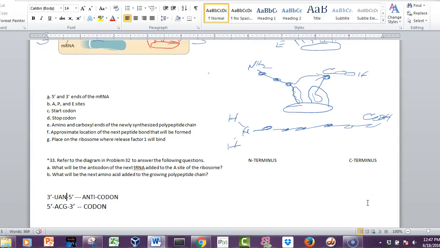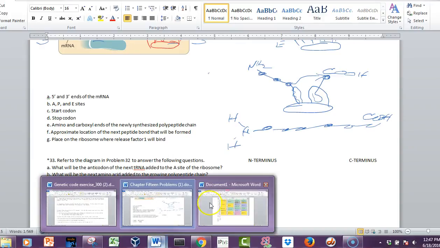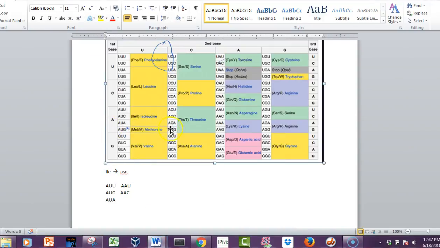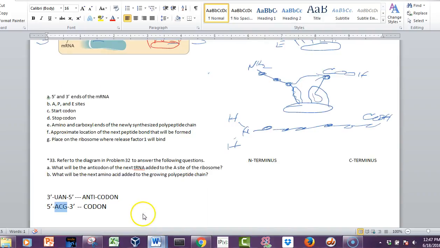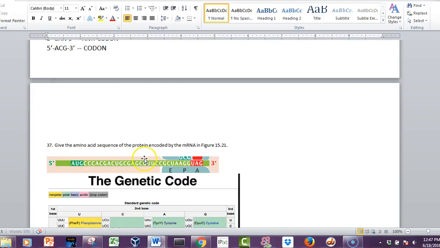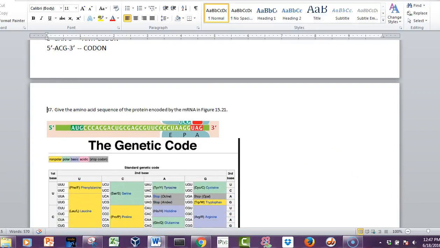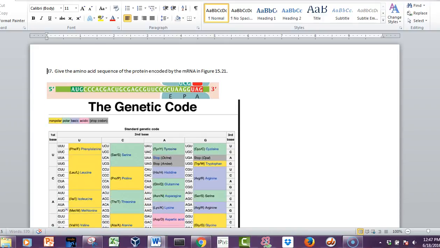What will be the next amino acid added to the growing peptide chain? Well, this is our codon, ACG, and I just said that ACG is threonine. So the next thing to be added would be threonine. Just sort of taking that genetic code and putting it into context with the actual ribosome and what's going on at the ribosome. This is just another example of that, and here I decided to throw the genetic code in so we could do it.